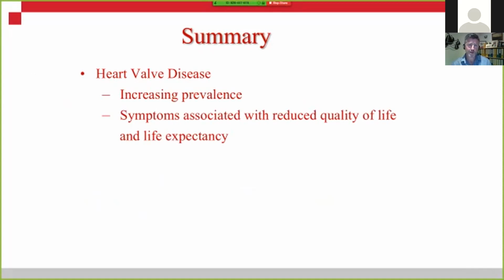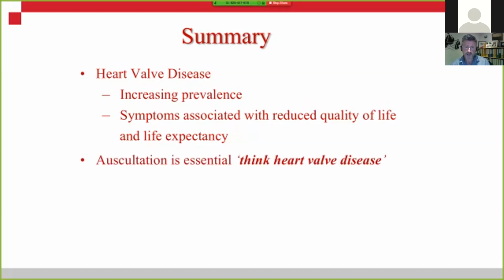We must be aware of symptoms. It's really, really important we don't attribute those to growing old, and that's just part and parcel of it. There may well be something underlying it that is amenable to intervention around valve disease. So auscultation is absolutely essential, and I can't reiterate that enough.